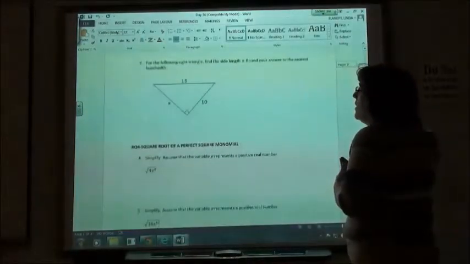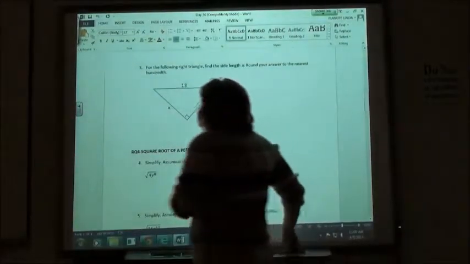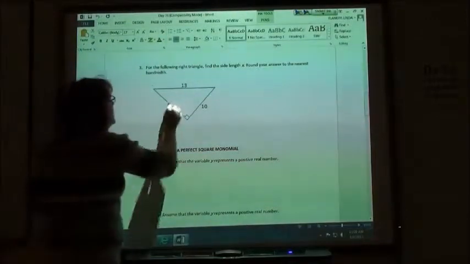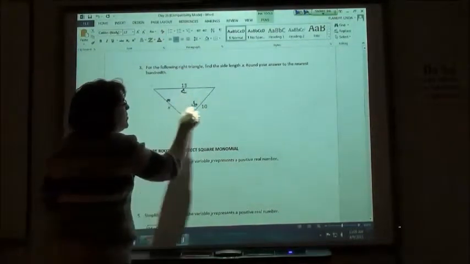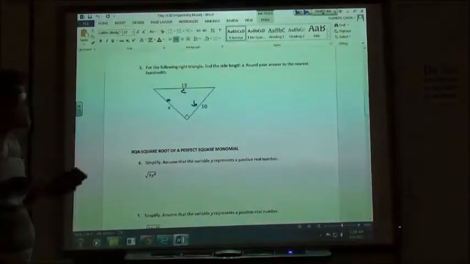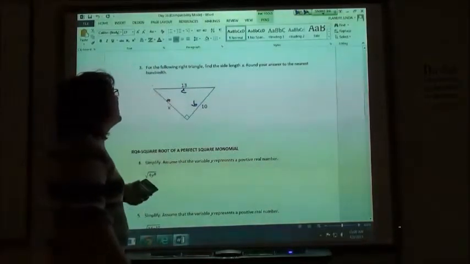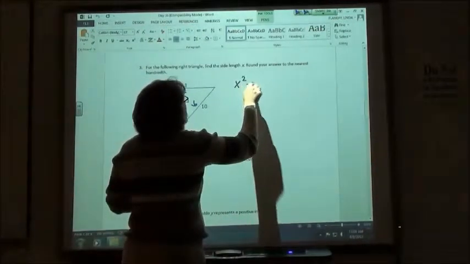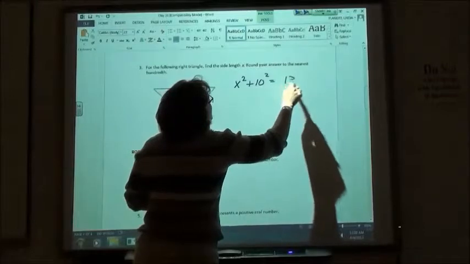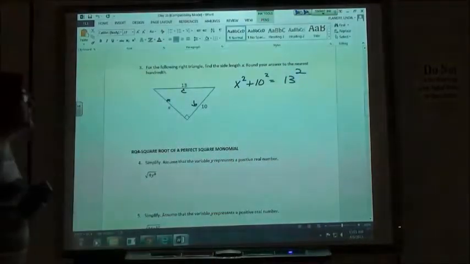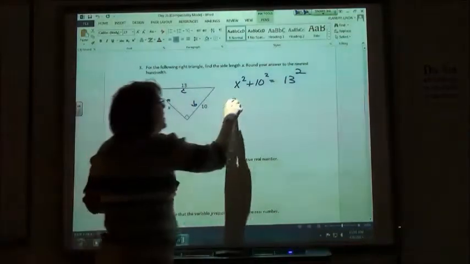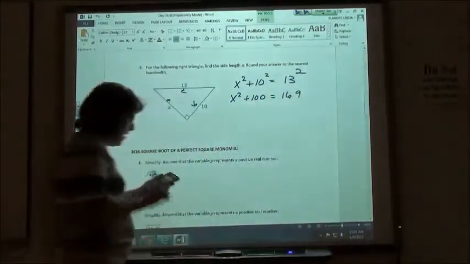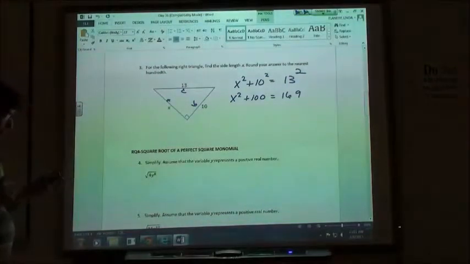The third one, again using my Pythagorean theorem. First thing I want to do is figure out which one's my short side and which is my long side. So I'm going to have A, B, and C. By the way, if you switch the A and B around, it's the same thing, as long as you've got the long side by itself. So my Pythagorean theorem would say x squared plus 10 squared equals that longest side squared, 13 squared. So x squared plus 100 equals 169, if you take 13 and square it.